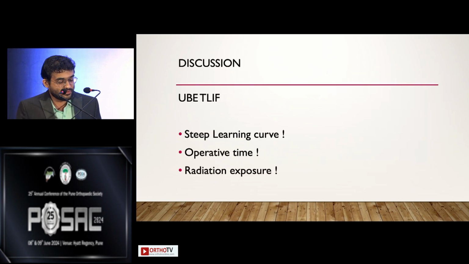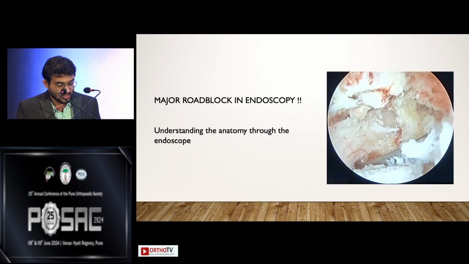So UB TLIF has a steep learning curve. It has an increased operative time. There is an increased risk of radiation exposure due to the placement of the MI screws and the cage. So the major roadblock is understanding the anatomy through the endoscope and the exactness of the procedure.